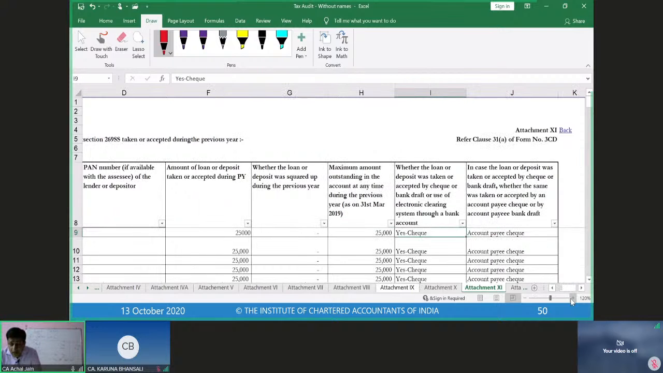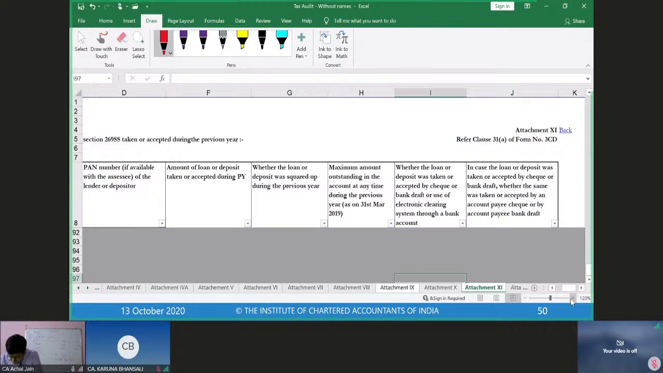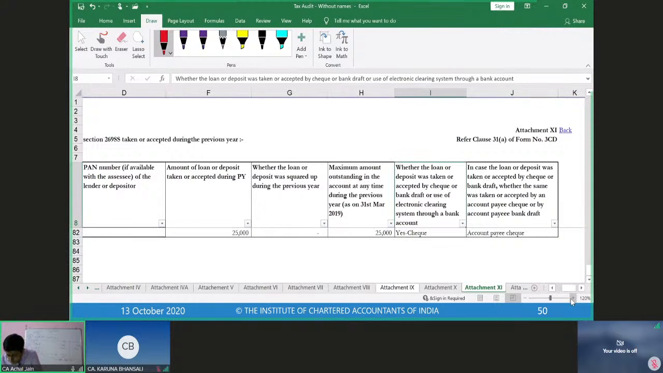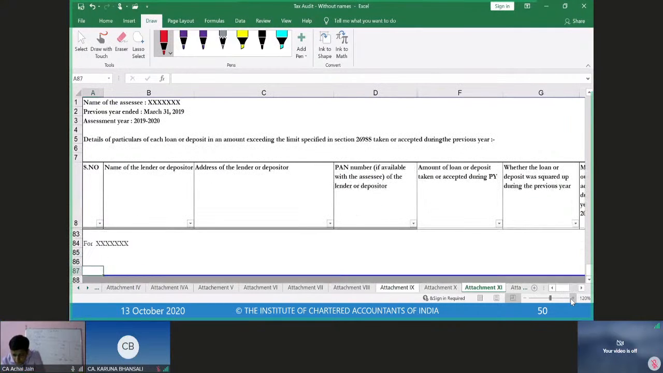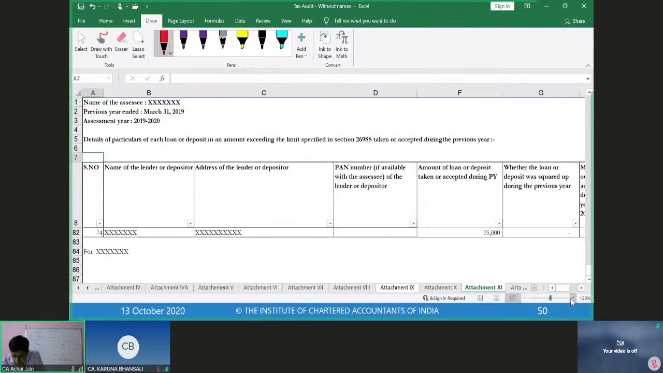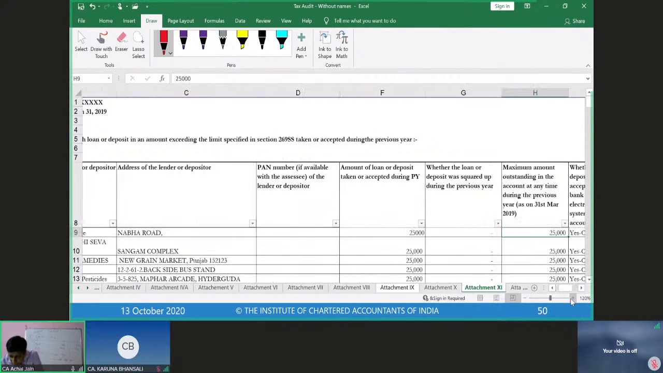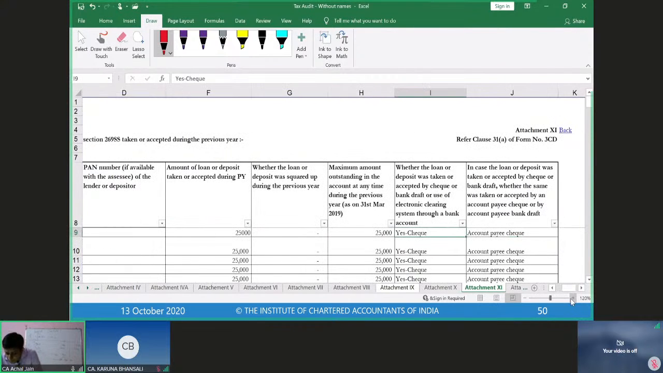Whether the amount was received through cheque, draft, or electronic system. In this case, all of these were cheques. And when these cheques were received, whether those were account payee cheques, this is again required to be specified. Okay, so this is the disclosure. This is the disclosure which is required to be given.